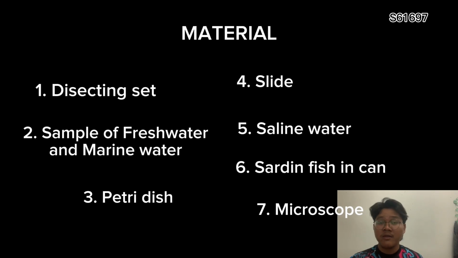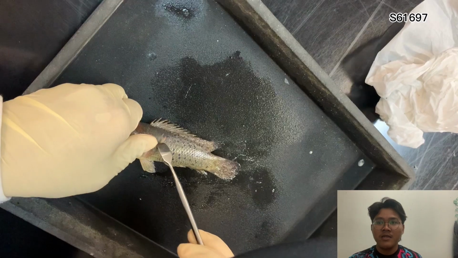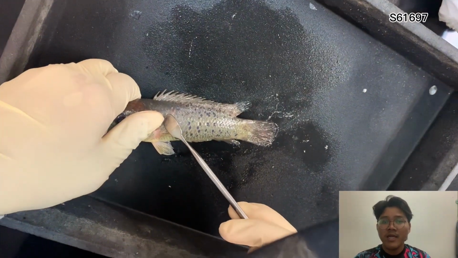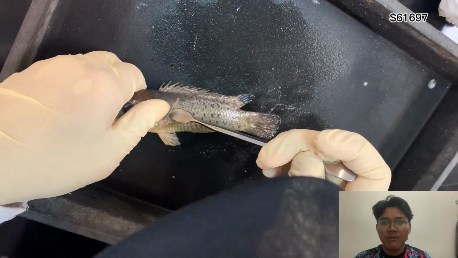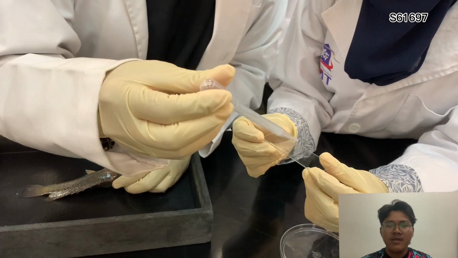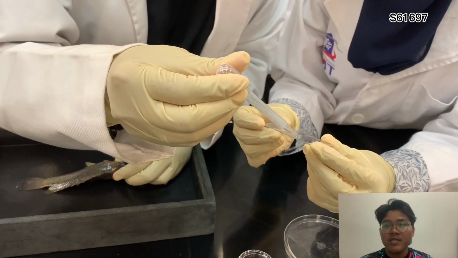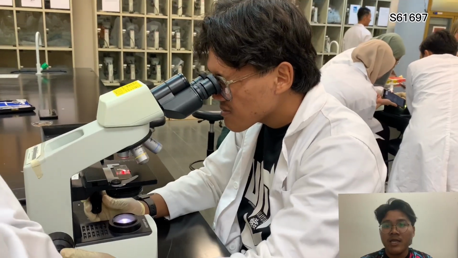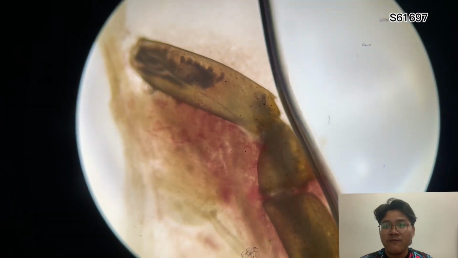The materials that we use are a dissecting set, samples of freshwater and marine matter, petri dish, slide, water, sardine fish in can, and microscope. Firstly, at the dorsal fin part of the sample, using forceps, take the mucus at the dorsal fin part and place it on the slide. Next, see under the microscope using 4x magnification and record the parasites found, and find other parasites internally, in fish like the gill.